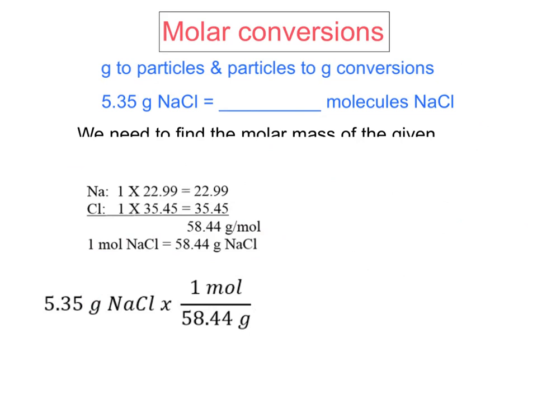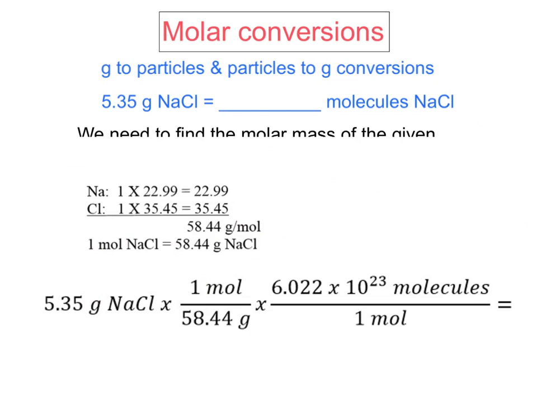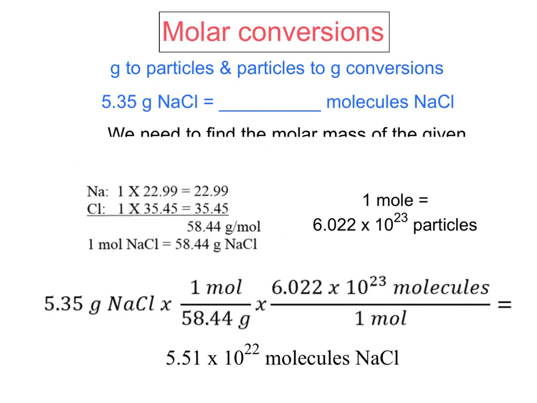Okay, now that we've taken our grams and converted to moles, we need to go to particles, which is molecules. So Avogadro's number is the next conversion factor we need. Since mole is on the top, mole from the conversion factor needs to be on the bottom. And so our setup should look like this. And now you should be able to put this into your calculator and get the following answer: 5.51 times 10 to the 22 molecules of sodium chloride.